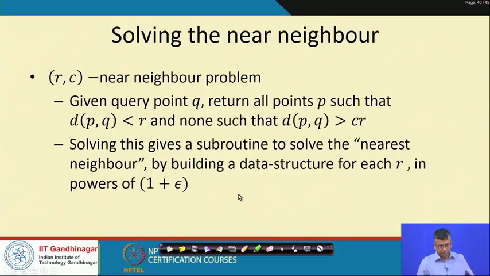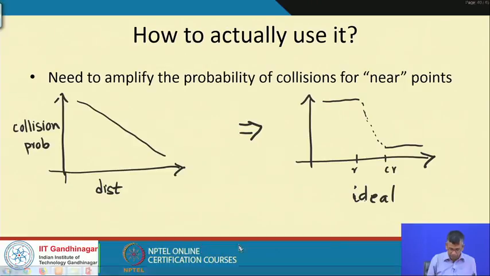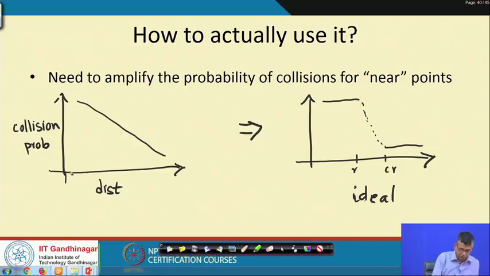Okay. But then how are we actually using these hash functions for this? Because here is the problem. If you plot the distance versus the collision probability of the hash functions, let us take the Jaccard distance, it goes down very smoothly. It's like 1 minus d. So, we do not want that.